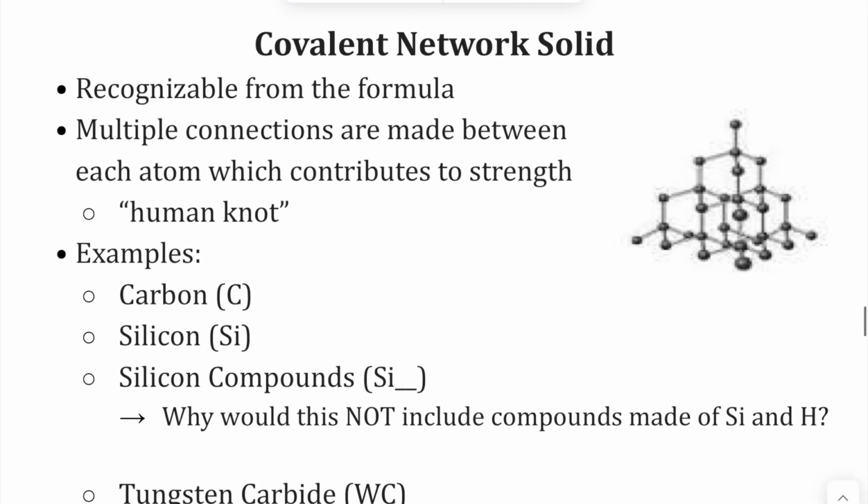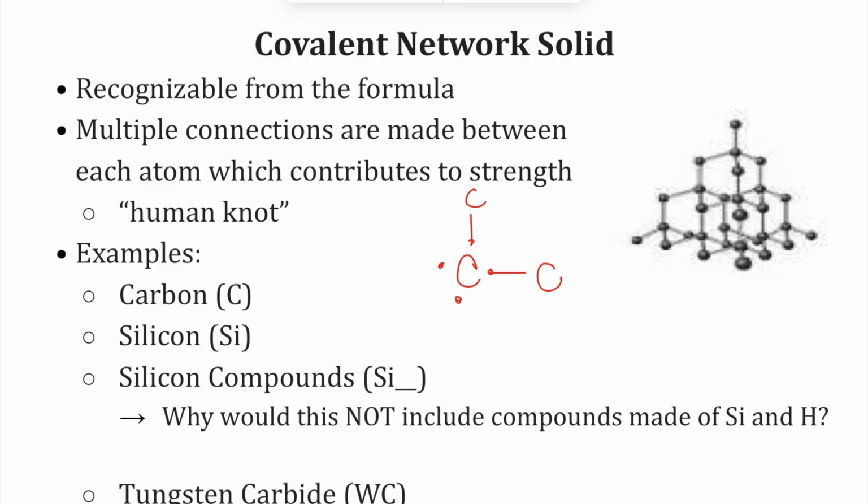Our last one, and this is the strongest, so we've been going from weakest to strongest, is covalent network solids. These are recognizable from the formula, and it's where multiple connections are made between each atom, which contribute to strength. We see this with carbon. Carbon has 4 valence electrons, which means carbon is going to do a lot of sharing with other carbons. That's how we get that human knot, or electron knot, of sharing. The electrons aren't delocalized. They're going to keep their electrons and share them between each other.